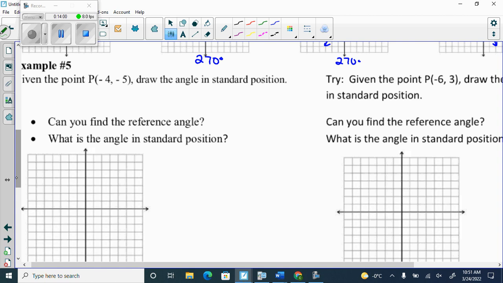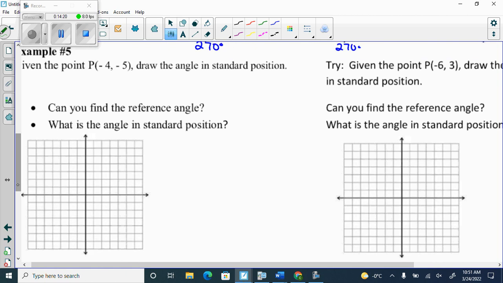Okay, paying attention, because this is where I'm going to lose you. It's just, if you're not paying attention, I will lose you. So, we are given the point -4, 5. If we're given a point, what should we probably do with it? Mark it on the graph. Okay, let's do that first.